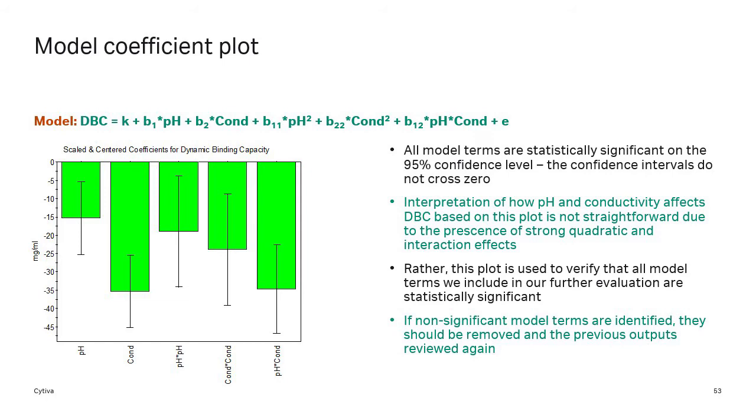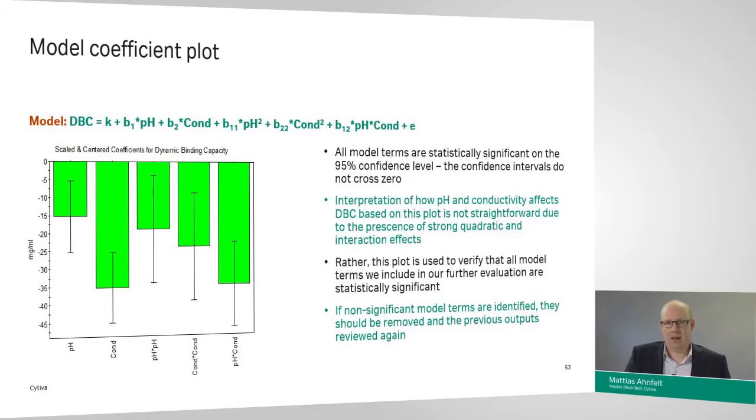Conductivity is also statistically significant and a stronger effect than pH. We then have the pH quadratic effect, the square term, again significant, confidence interval not overlapping 0. Conductivity squared is also significant, and the interaction between pH and conductivity is also significant. Now it could be tempting to start to interpret how pH and conductivity are affecting the binding capacity from this graph. It can be done, but it's much easier done by other evaluation tools, which we'll come to.